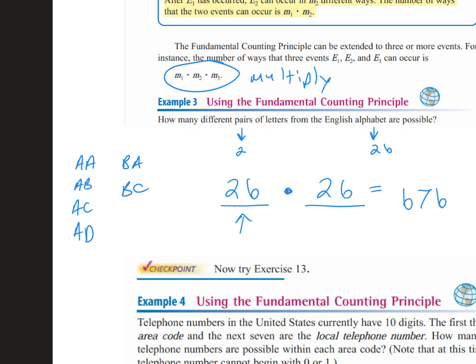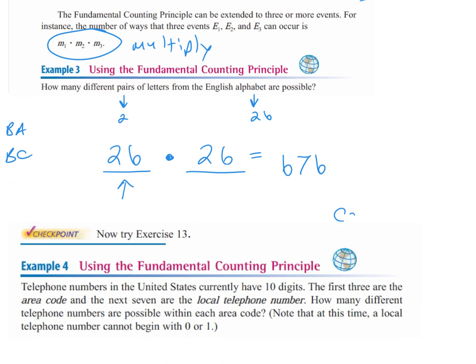Now, how can this question be changed? What if they said that the letters could not repeat? They say they cannot repeat. All right, well, let's think about that. There's still two spaces for a pair. How many possibilities are there for that first spot? 26. But if they cannot repeat, 25. There you go. So you're always going to have some stipulation.